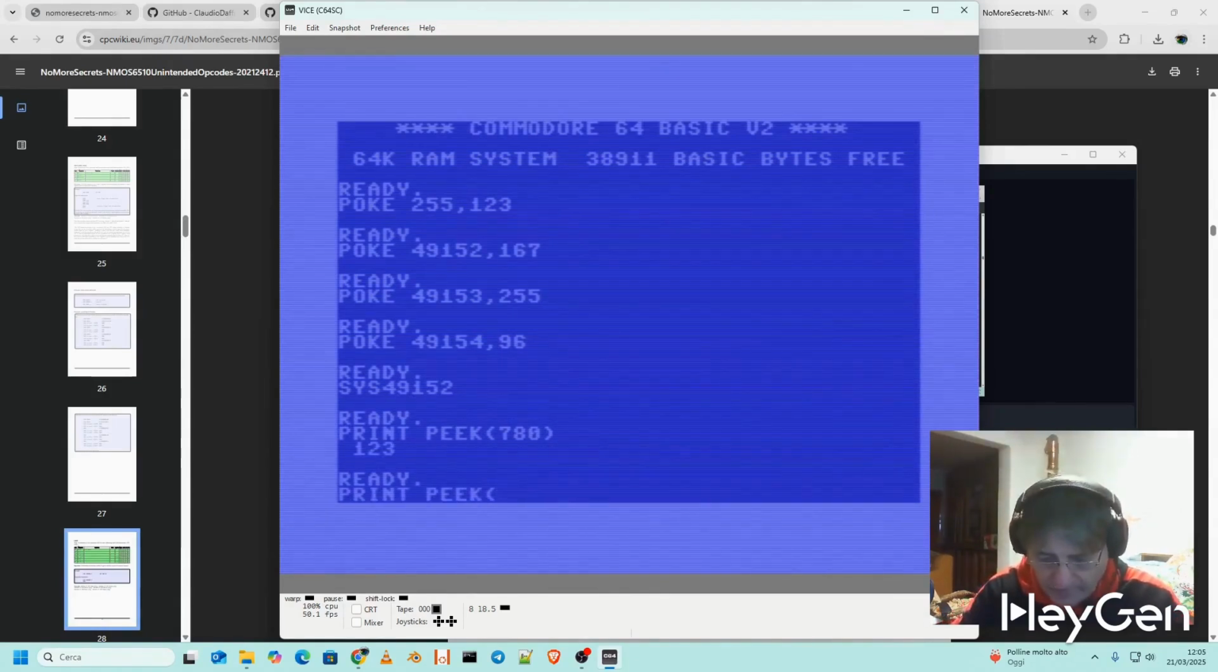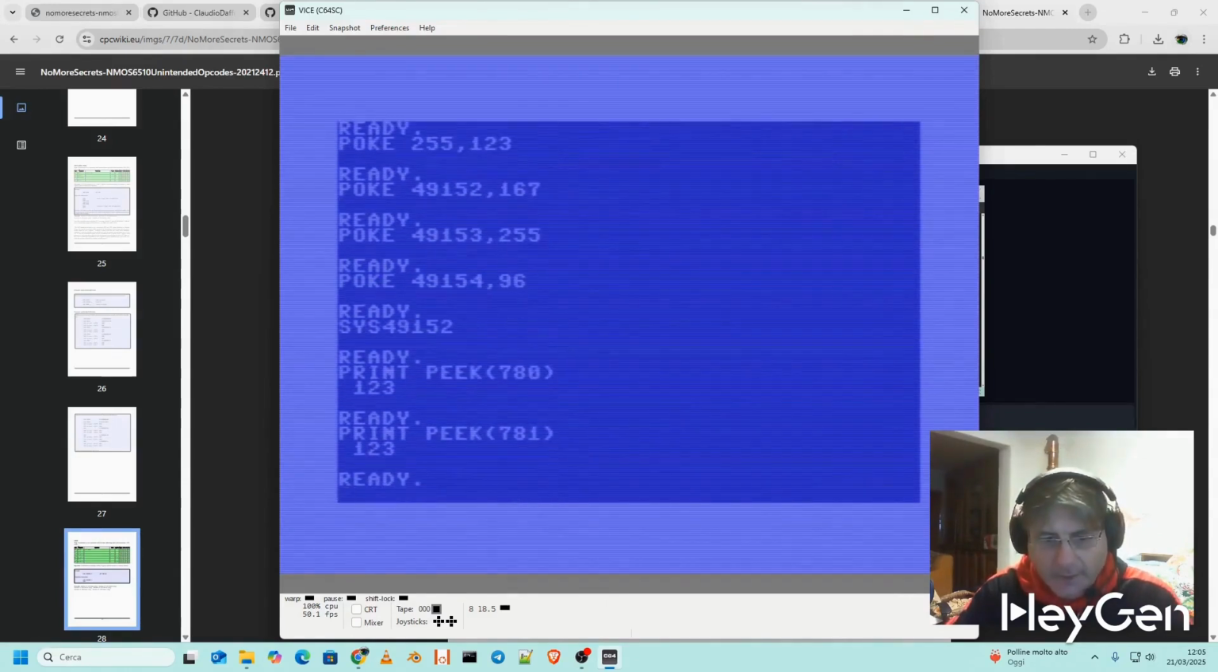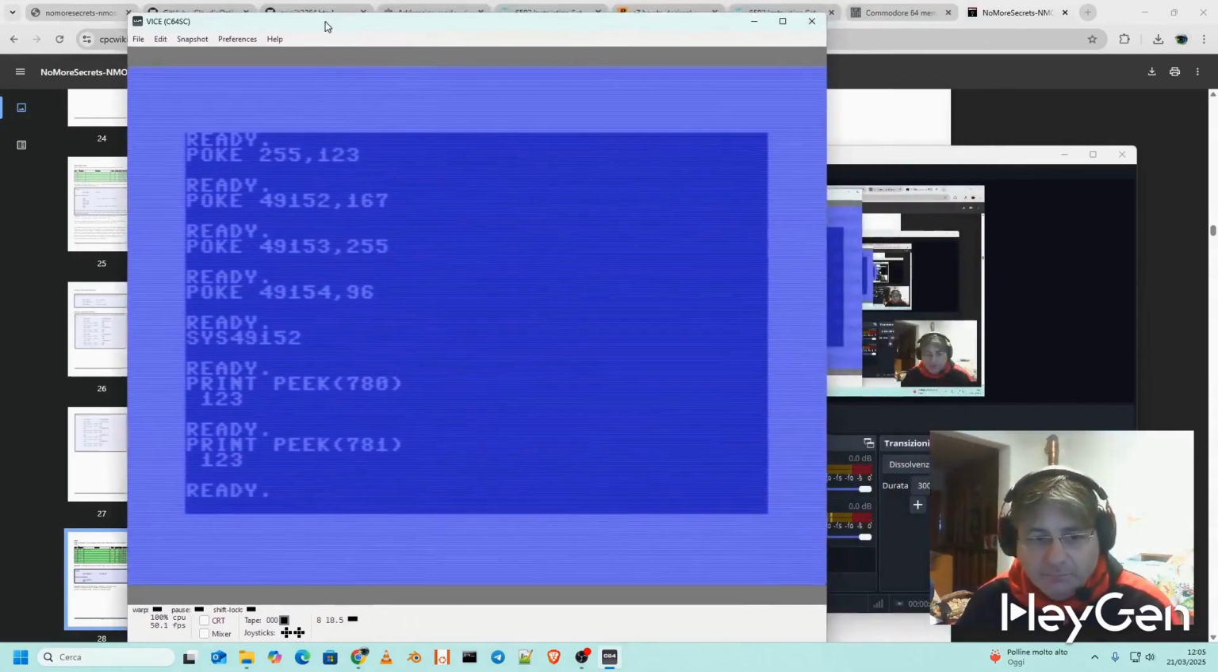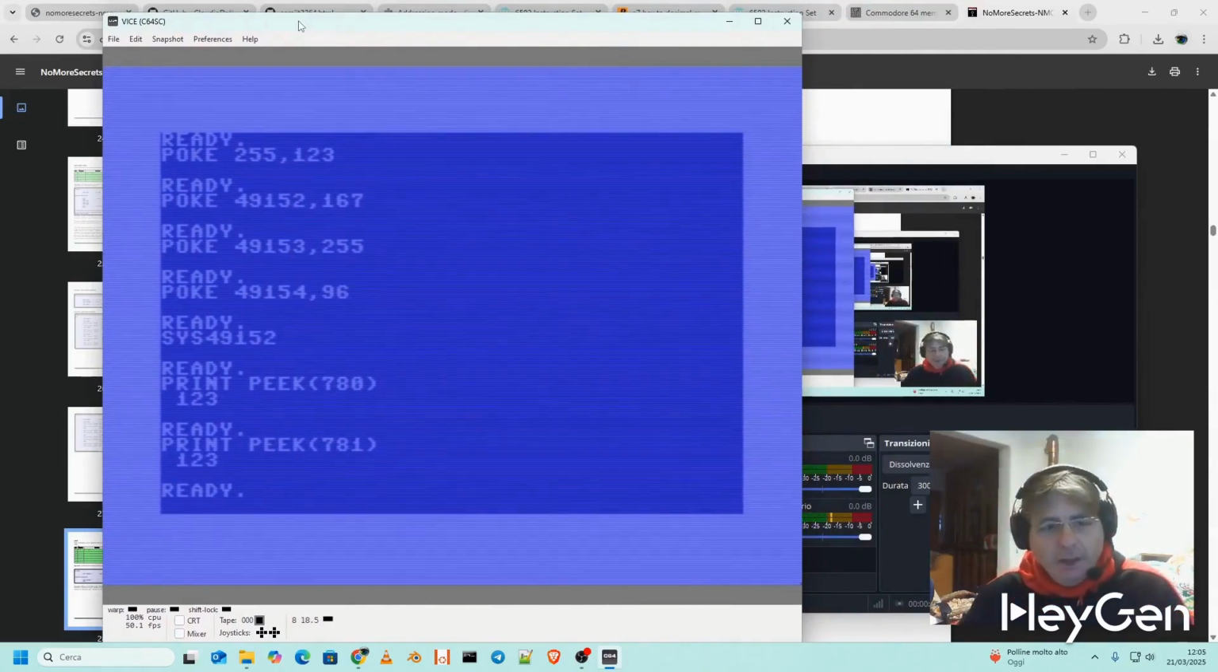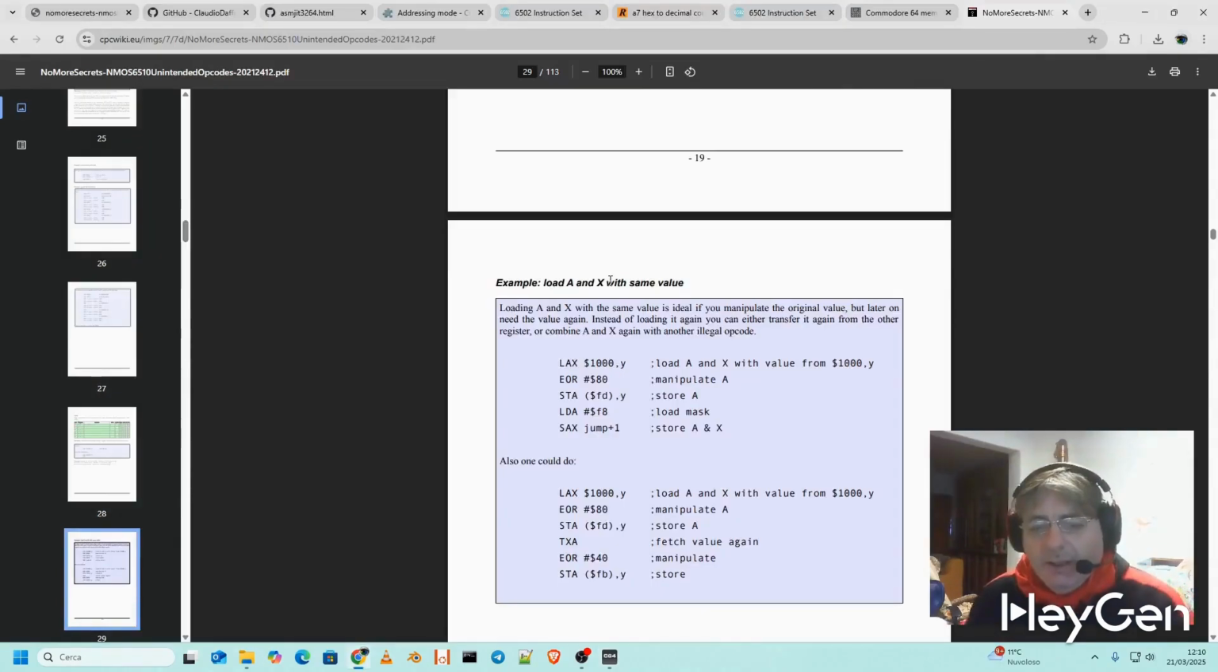It loads the same value into the A register and loads the same value into the X register. So indeed they are load A and load X. This instruction does not load the value directly into X only, but loads the value into the two registers. What is its utility? This is the explanation of why this type of instruction is performed. You can see that here.